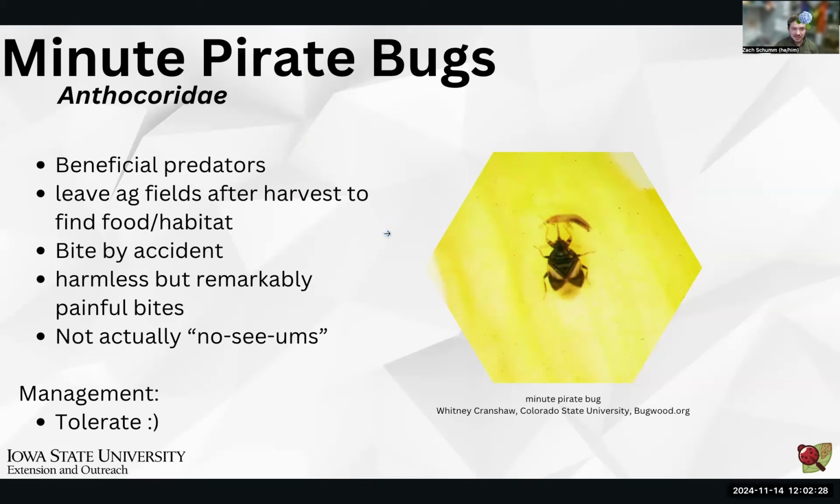And then they can bite, and they have remarkably painful bites for such a tiny insect. I mean, these are nearly microscopic. That's why some people call them no-see-ums. They're not injecting you with venom. They're not really doing anything but biting by accident, conceivably thinking that you're food or maybe a water source. But they are a nuisance. And unfortunately, management is to tolerate them.